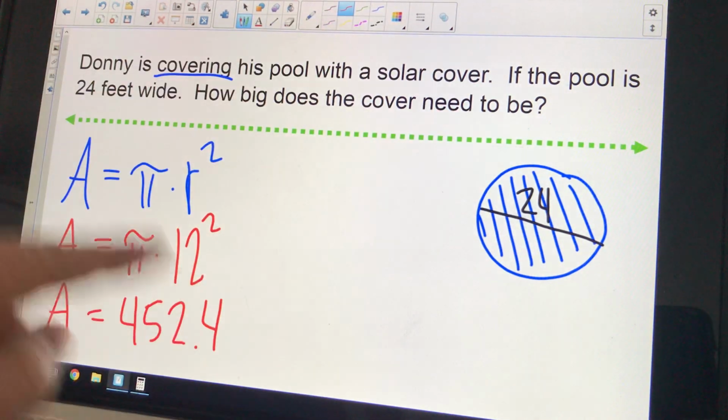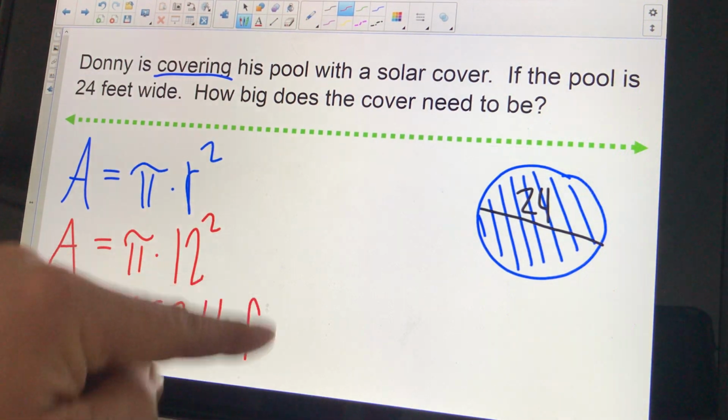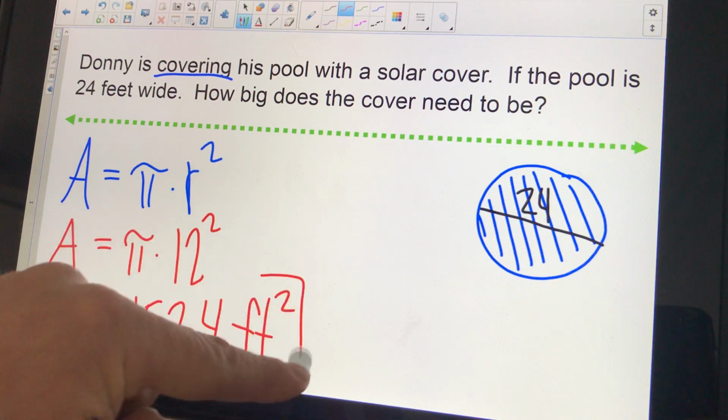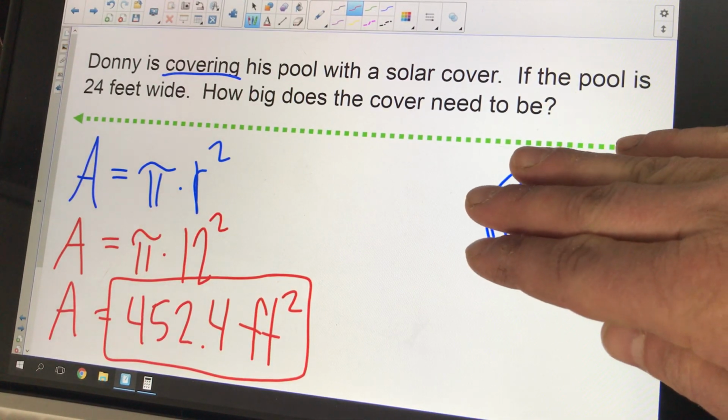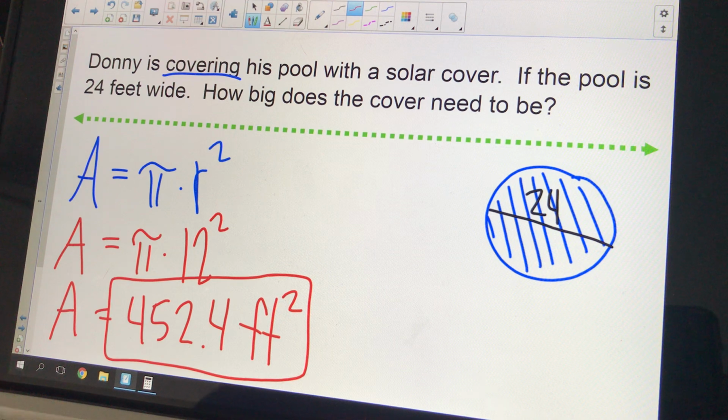Okay. A equals 452.4. Now, that's in feet, and area needs to be squared. So 452.4 feet squared will cover the pool so that it'll touch all around the outside. Okay, a classic area problem because we're trying to cover the pool. Covering tells us we're going to be using area. Okay, all right. How's that sound? All right. Let's go to the next one.